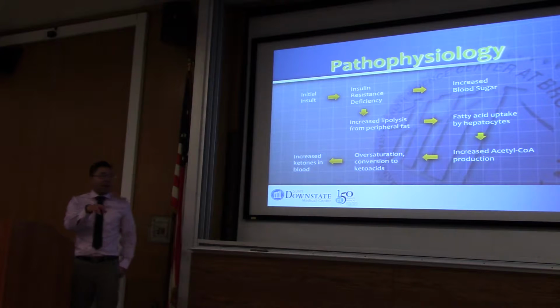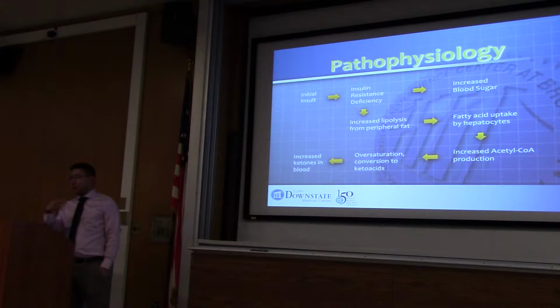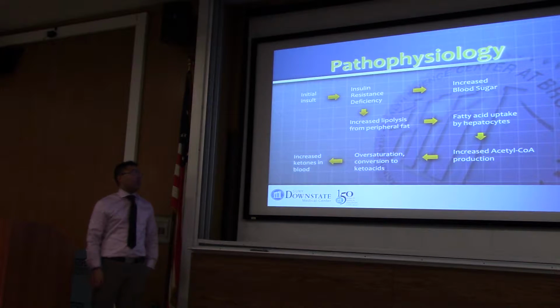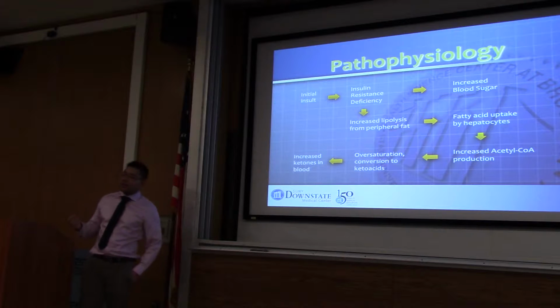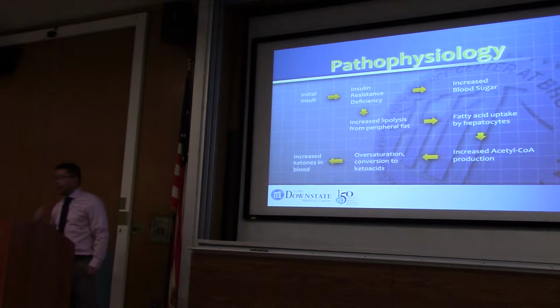From there, I kind of move on two pathways. First of all, it's going to increase the blood sugar because of the increase in insulin resistance or deficiency. At the same time, it also causes lipolysis of the peripheral fat. It leads to an increased amount of fatty acids and increased fatty acid uptake by the hepatocytes.